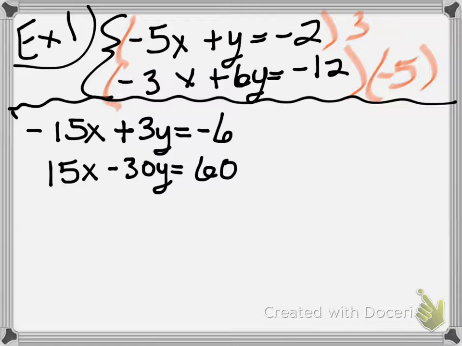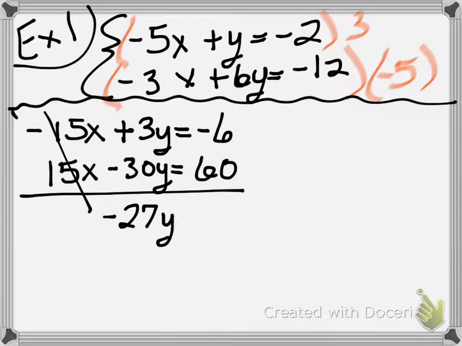So now we're just going to combine these two equations together by adding them straight down. Negative 15 plus 15, that's going to cancel out. It's going to eliminate. 3y minus 30y is a negative 27y. And that's going to equal 54 when I combine those constants together. And now we just solve. Divide both sides by negative 27. y is going to equal a negative 2.